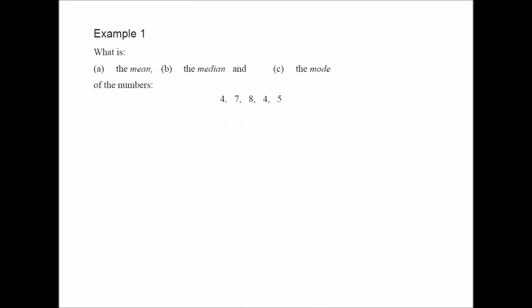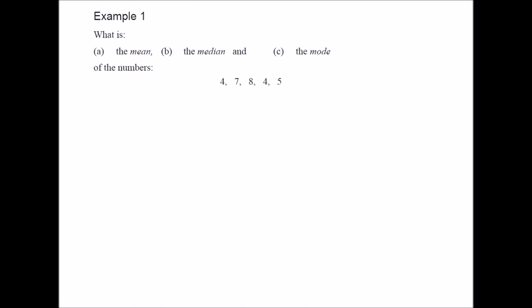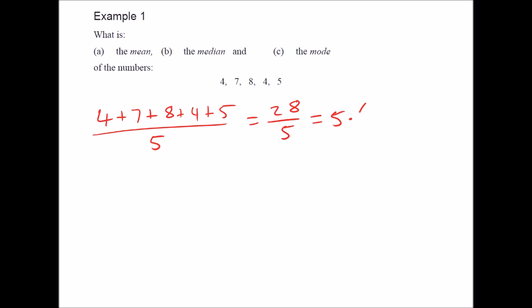So let's get straight into this then. Example 1, here are 5 numbers and we're going to work out the 3 averages. So to work out the mean, we have to add them up and divide by the number of numbers. So if we start by writing 4 plus 7 plus 8 plus 4 plus 5, and we divide by 5, that's going to get us our mean. So I add those up, and that is 28. I divide by 5, and I get the mean being 5.6.